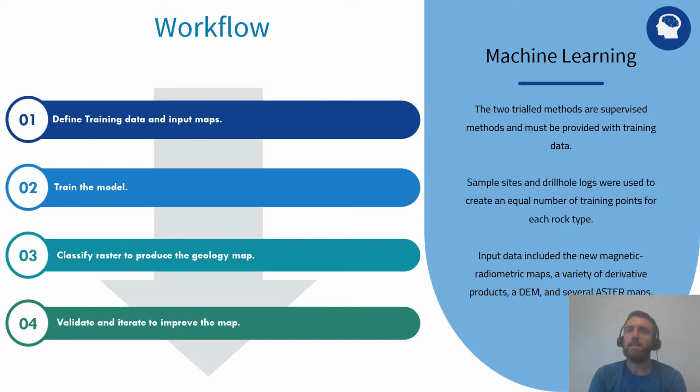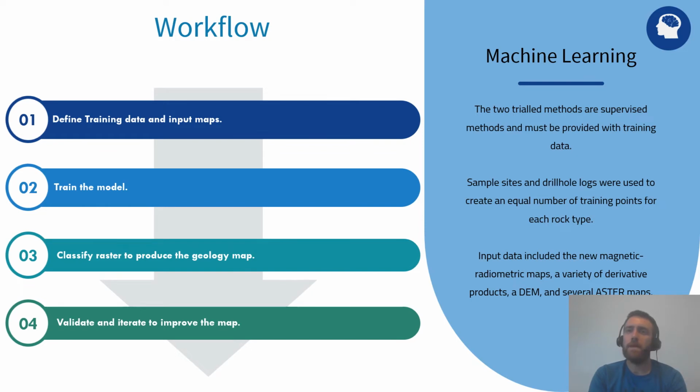If not, we go back to the start. We go to step 1. We maybe alter the training data. We have a look at it. Maybe some of those points are a bit dodgy. We're not totally sure about what the geology is on that point. We might delete that point. We might add in more to give more constraints for certain units.